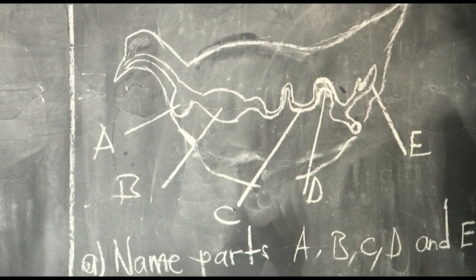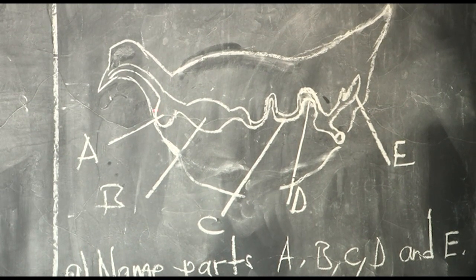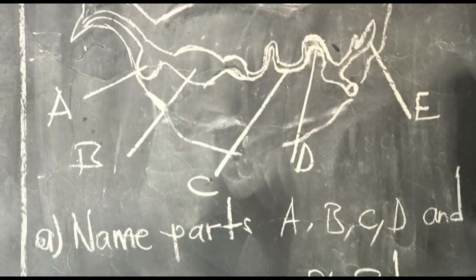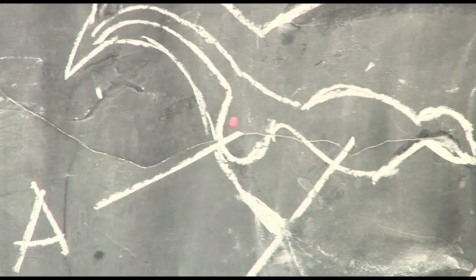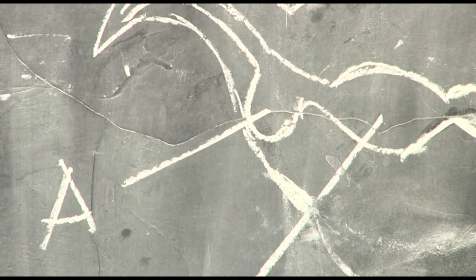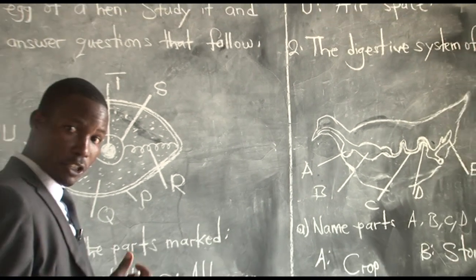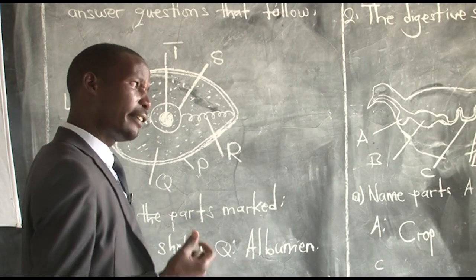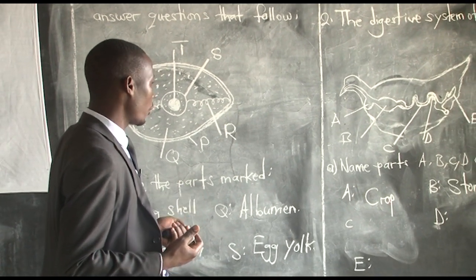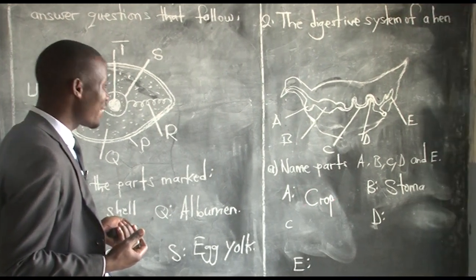Look at part A. This is simply called the crop. Yes, the crop contains moisture, liquid. So its function is that it makes the feeds for the bird, like grains, soft and moist, okay? Majorly first moist and then soft. So when you ask the function of this part here, you can say to make feeds for the bird moist and soft.